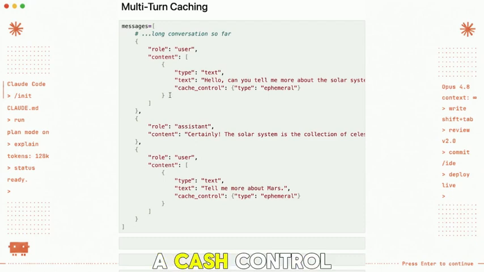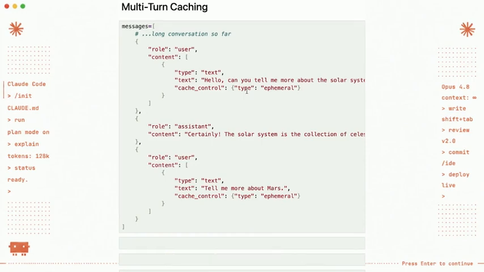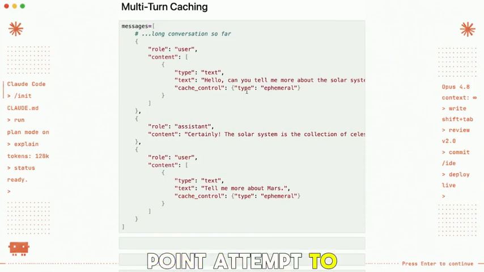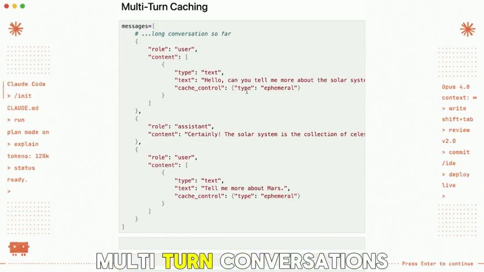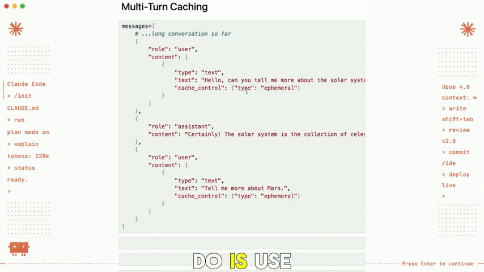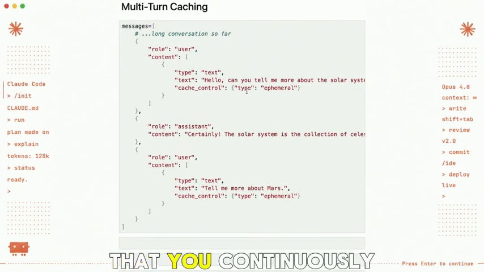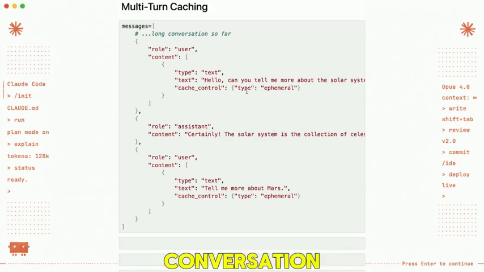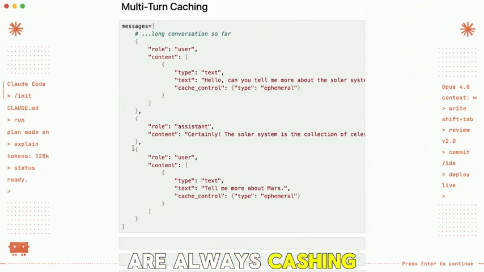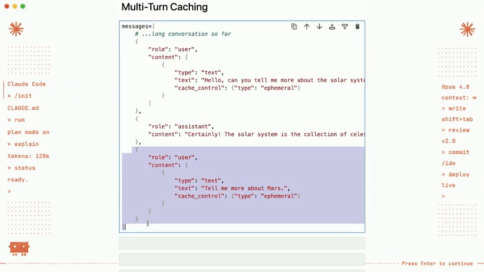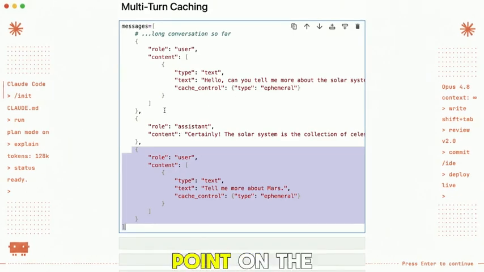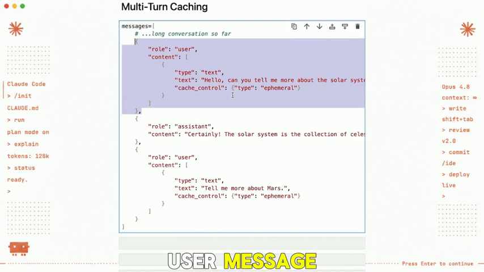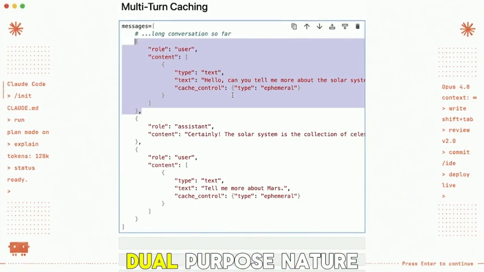By setting a cache control point, remember, it really can act both as a write point, write this to the cache, everything up to this point, and a read point, attempt to read from the cache. When working with multi-turn conversations, what you can do is use 2 cache control points that you continuously move down the conversation so that you are always caching the very last user message, and you have a cache control point on the second to last user message. Now, why do you do that? How does that work?